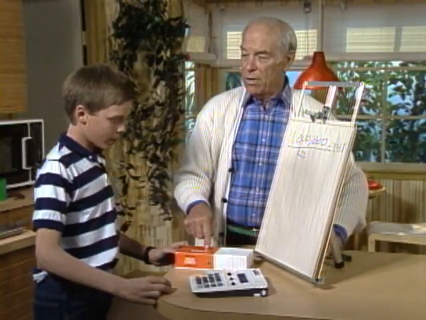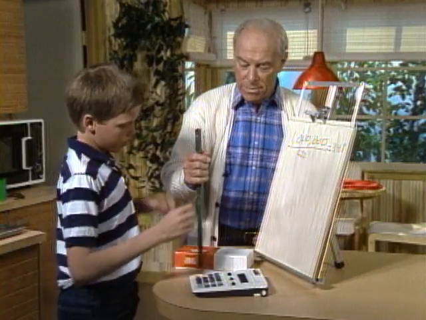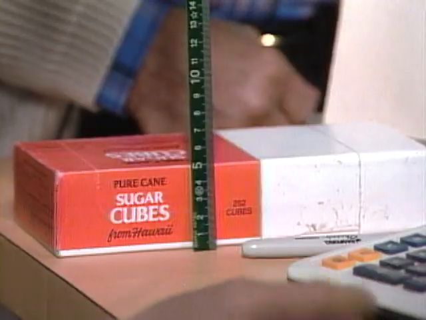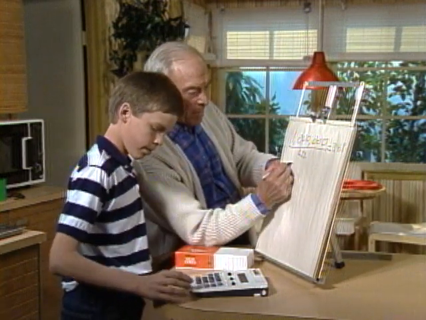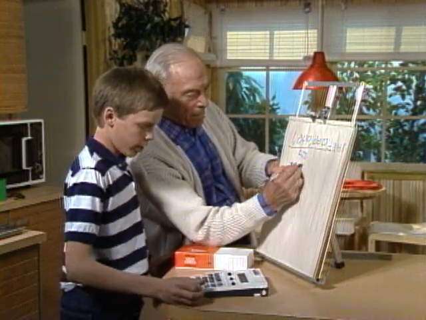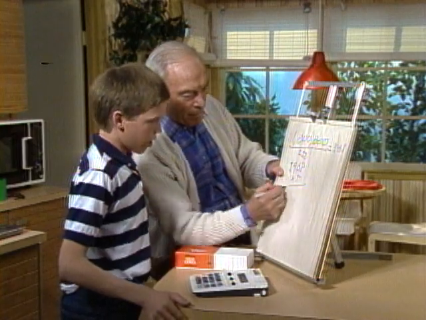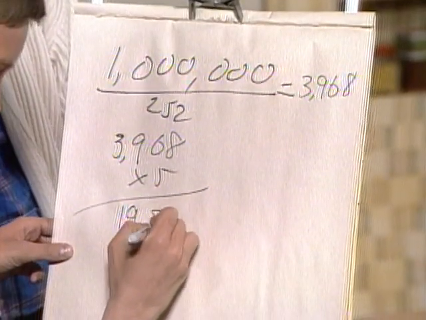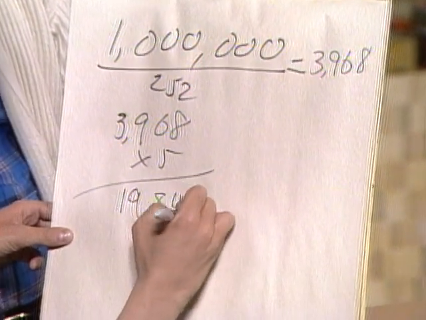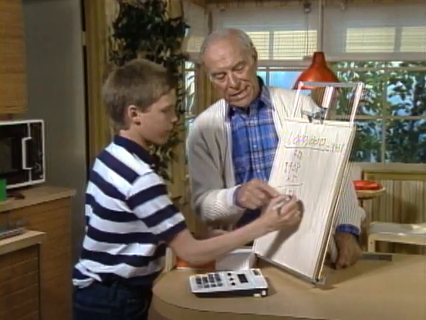First of all, you have to figure out the height of one, right? Right. Here. It's 5 centimeters. Okay, so what do you have to do? Multiply by 5 equals 19,841 centimeters. We'll put cm.